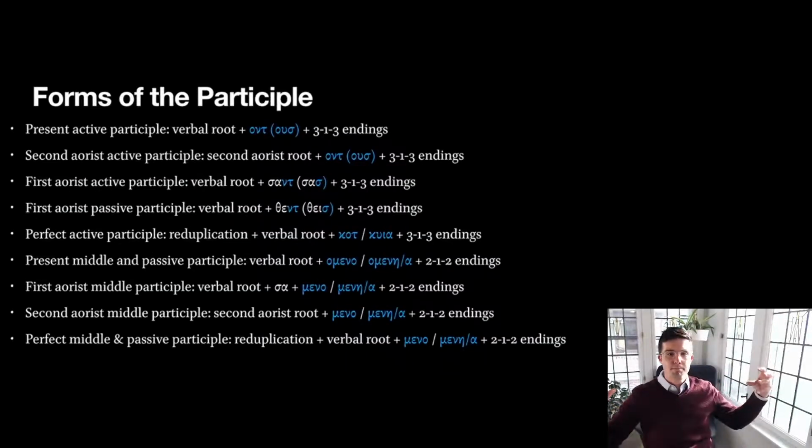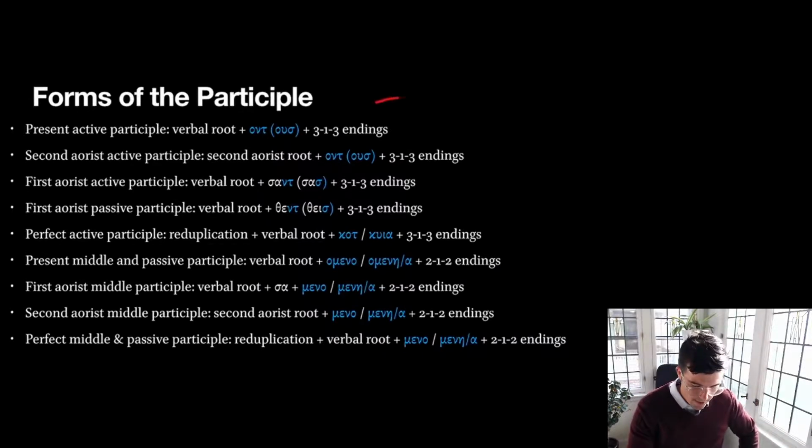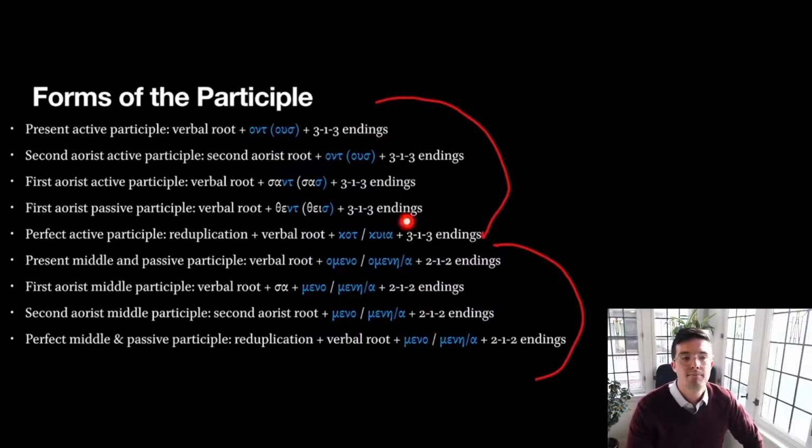All right, so if we were to put all of these together, both those that take 3-1-3 endings and those that take 2-1-2 endings, all of our forms of the participle are going to look like this. Or I should say, all of the relevant forms of the participle for the New Testament are going to look like this. There are other forms of the participle in Koine Greek, but these are the ones that the New Testament uses most often.